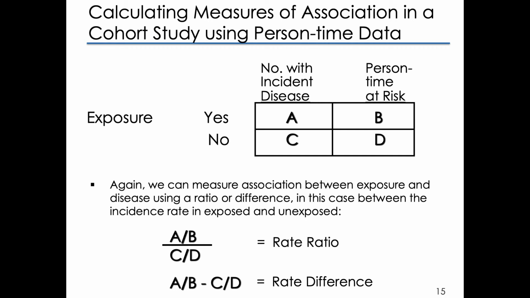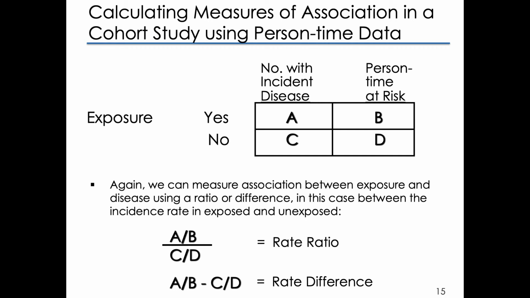So instead of having A, B, C, and D all be counts of people in the study, we're going to have A and C still be the count with incident disease or with the incident outcome, but B and D are going to be the sum of person time at risk in each of those exposure categories.